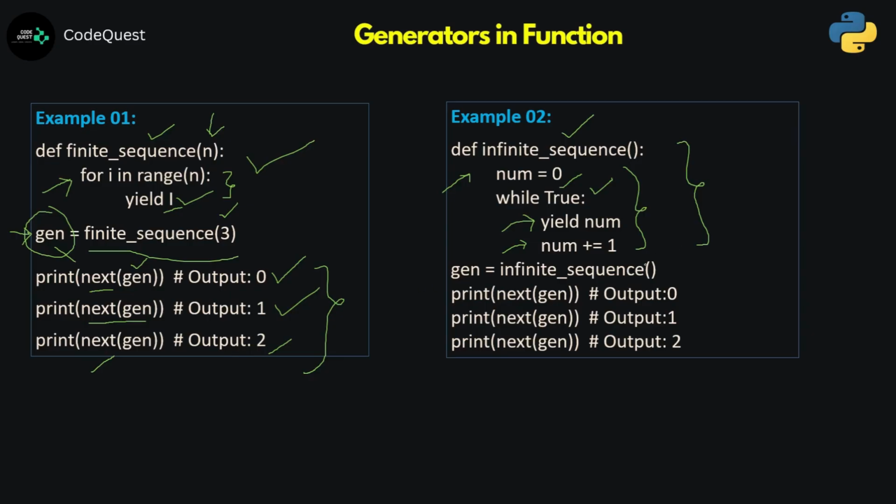Okay, so here we are calling this infinite sequence generator function, which is represented by gen. Now when we call next of gen, the first value yielded by this generator is 0. When I call it the second time, I get 1, and the third time we get 2. If we continue as many times, the next time we call next of gen, I'll get 3, and there is no limit. It keeps on producing a sequence of values.